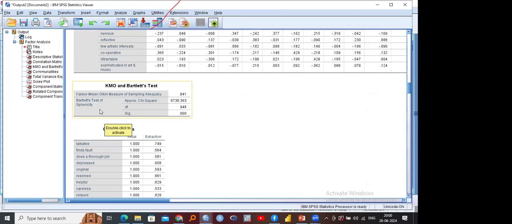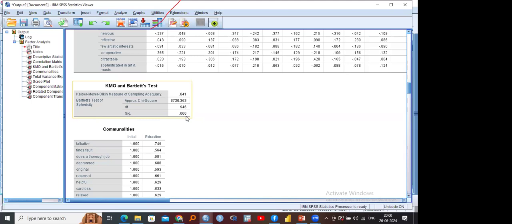So first of all, the first thing you will see is Bartlett's test of sphericity. Now here the null hypothesis is that the correlation matrix is an identity matrix. Okay. So what is our p value here? Since it's a test, we will definitely have a p value. So what is our p value? The Sig is 0.000, which means it is less than 0.05.